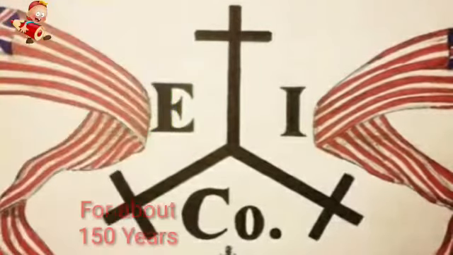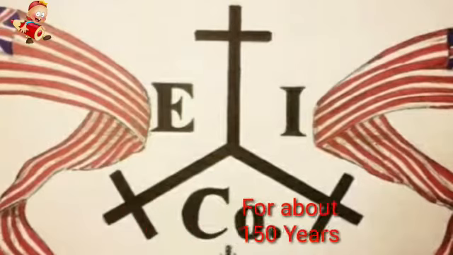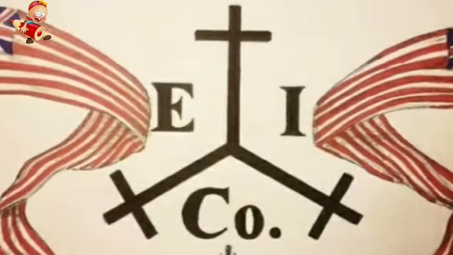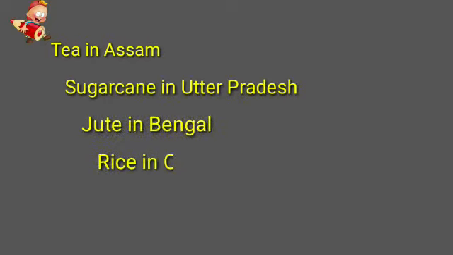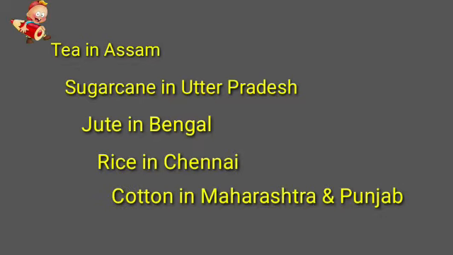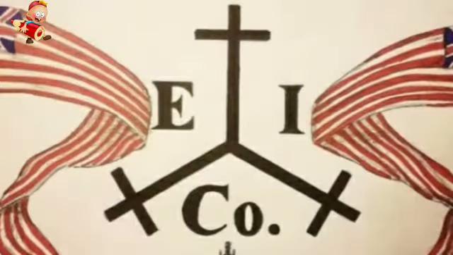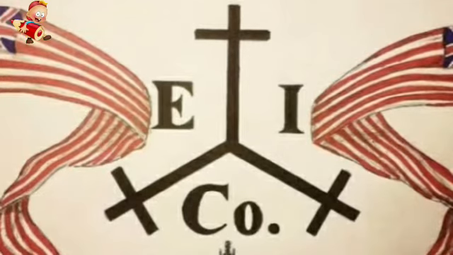Since then, for about 150 years, the British forced the Indian cultivators to grow tea in Assam, sugarcane in Uttar Pradesh, jute in Bengal, rice in Chennai, cotton in Maharashtra and Punjab, and wheat in Punjab. The East India Company used various methods to expand the cultivation of these crops, children.